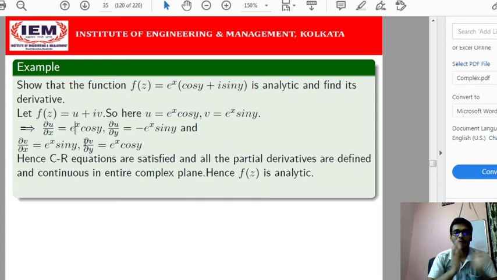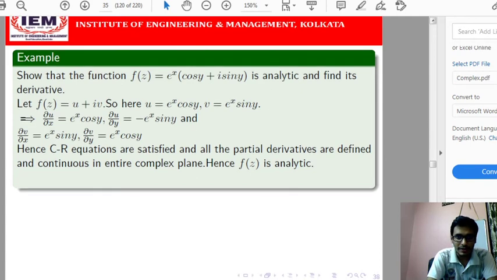So what are the sufficient conditions? The sufficient condition states that if the partial derivatives of the real part and imaginary part satisfy the Cauchy-Riemann equations, and the first order partial derivatives, that is du/dx, du/dy, dv/dx, dv/dy, are continuous, then the function will be analytic. Here all the partial derivatives are continuous and satisfy the Cauchy-Riemann equations. Hence, the function f(z) will be analytic.